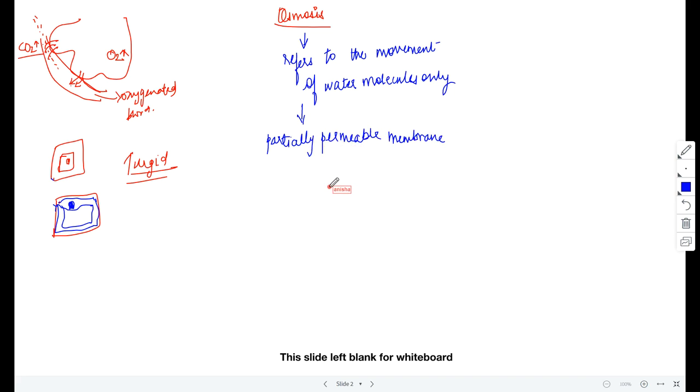This is because of the selectively permeable membrane. That means certain materials or particles can exit and enter. If it's a selectively permeable membrane, it means it allows certain materials to exit and enter the cell.